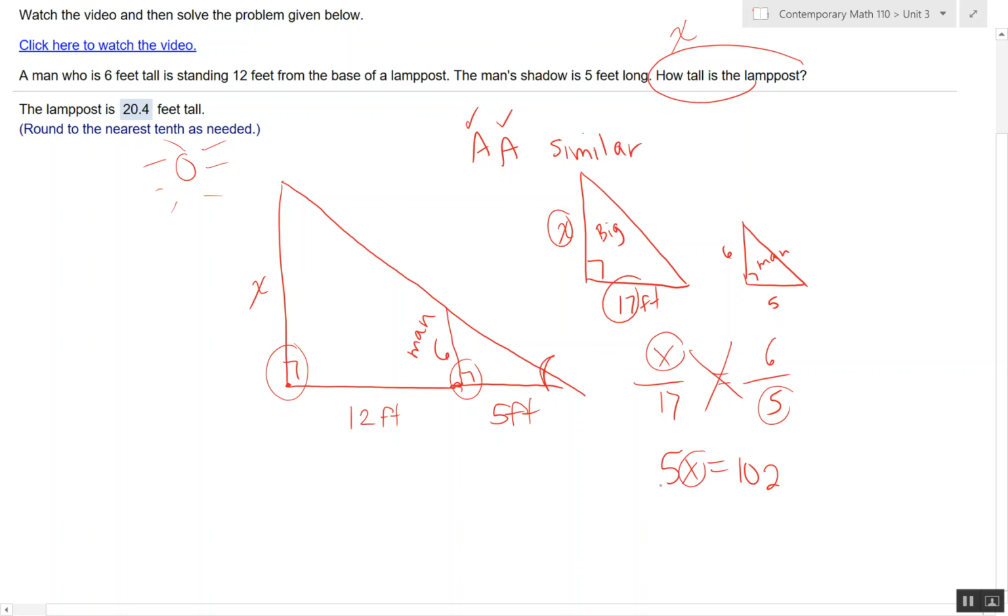To solve for X, we're going to divide by 5. So 102 divided by 5 is 20.4. So X represents the height of the lamppost. The lamppost is 20.4 feet tall.